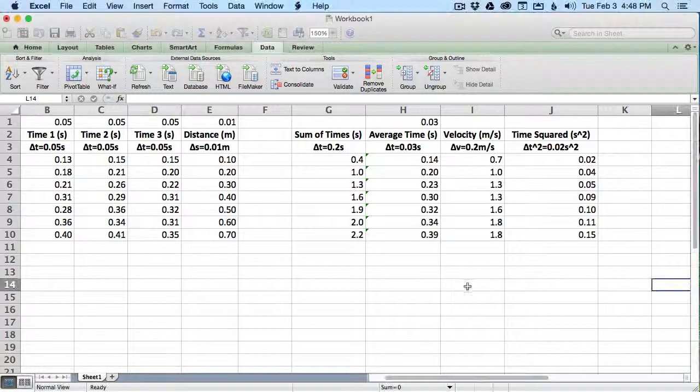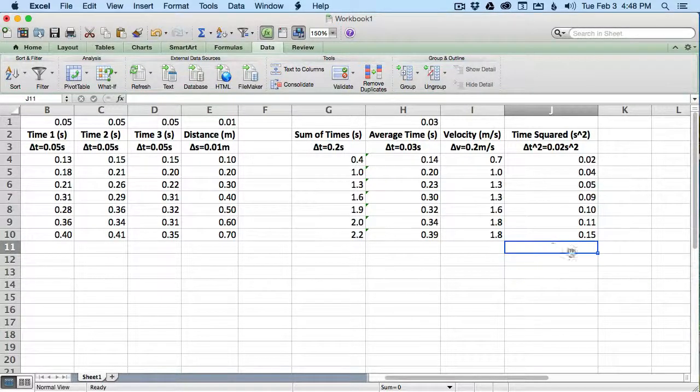Now if you remember from the previous videos, we have some data that's been made up here. We have times and distances. We've already found the average time and we've found the time squared. And what I want to do is figure out what this graph looks like. If I graph the distance divided by the time, what's that going to look like?